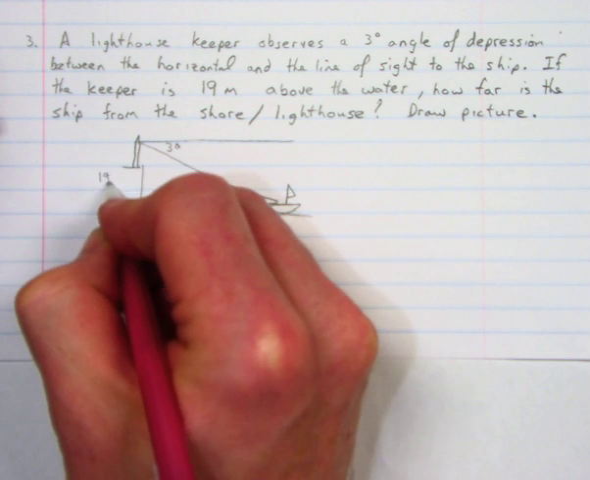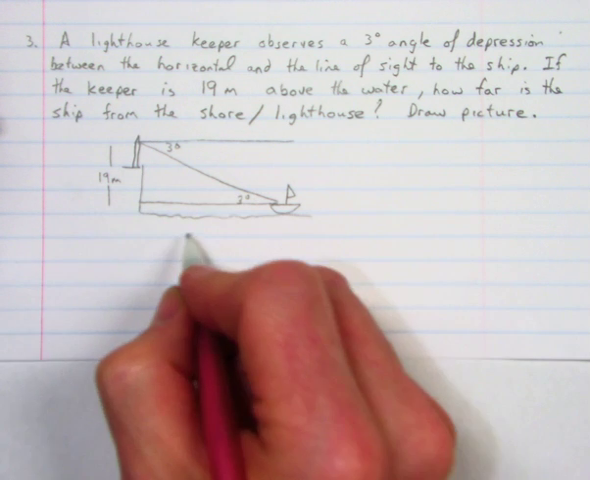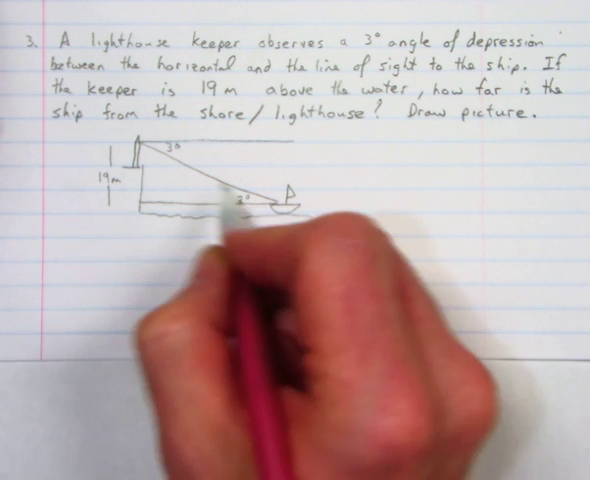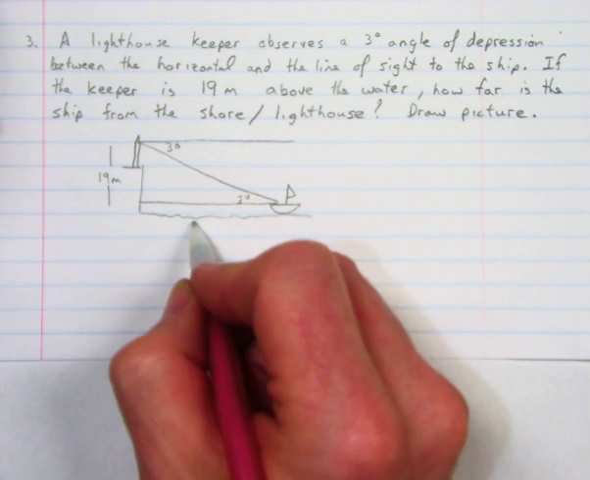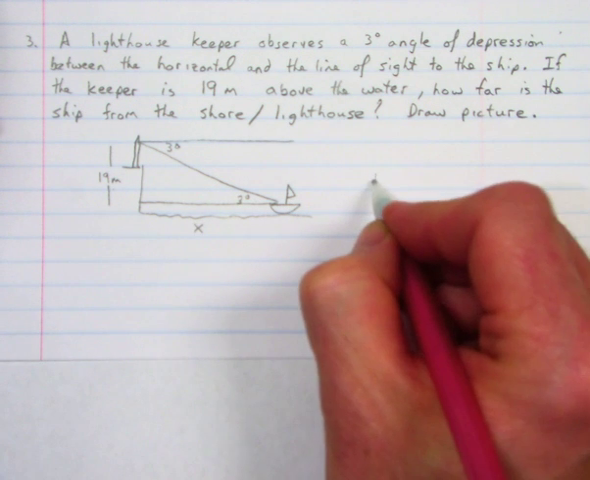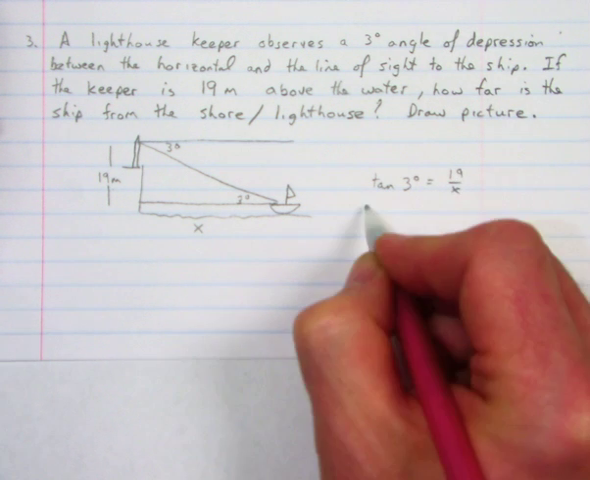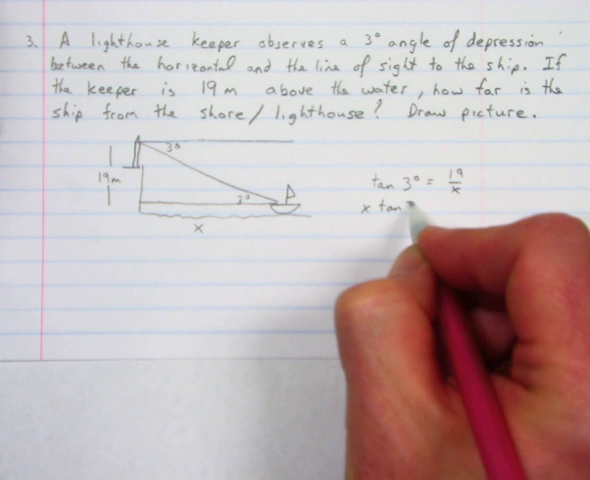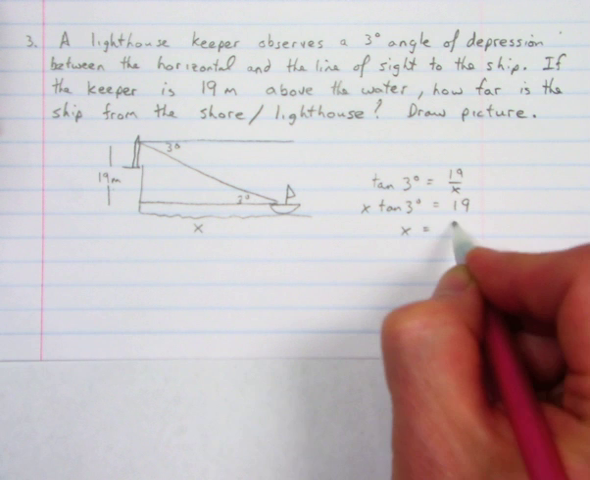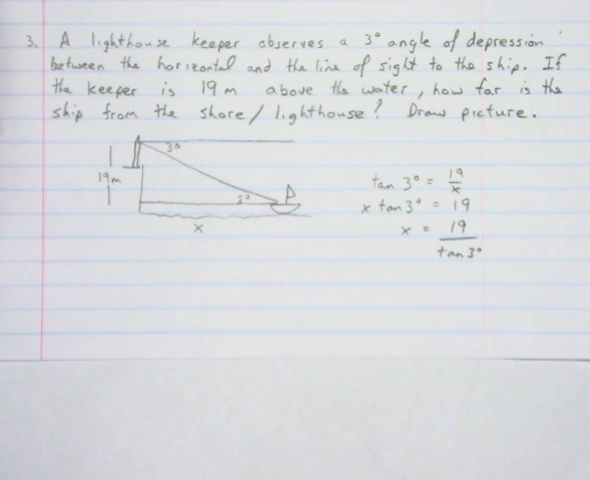We're told in the problem that this is 19 meters, so we can set up our problem. Which trig function deals with this angle, 19, and we want to find, we'll call this one x? Yes, it's going to be tangent. So tangent of 3 degrees equals 19 over x. Multiply both sides by x. So we have x tan of 3 equals 19. So x is 19 divided by the tangent of 3 degrees.